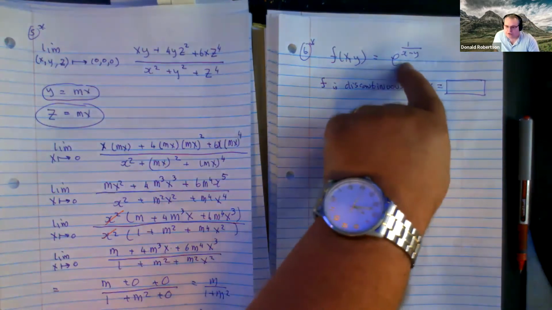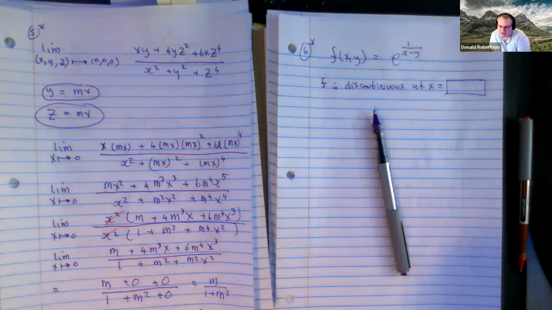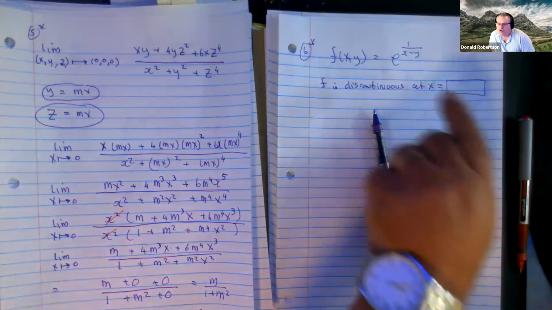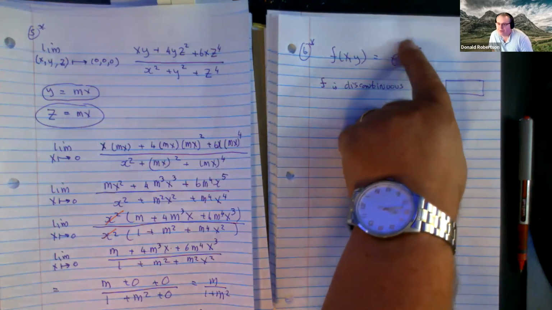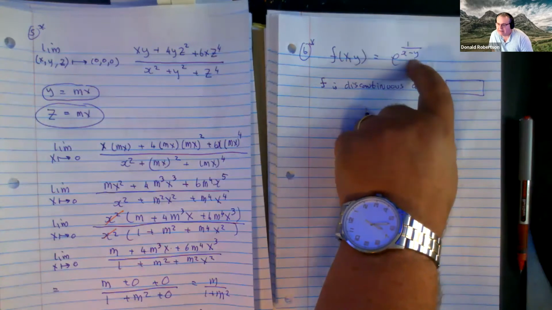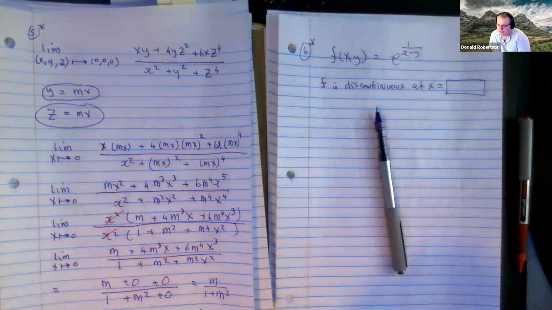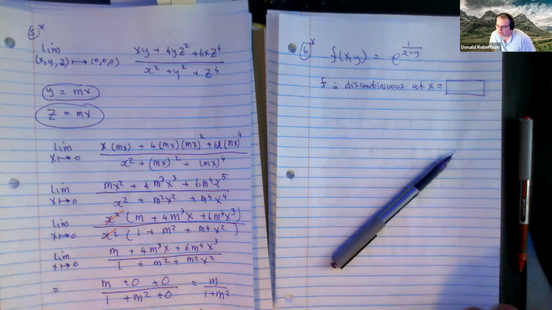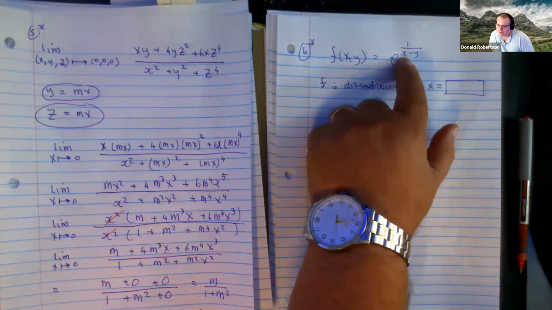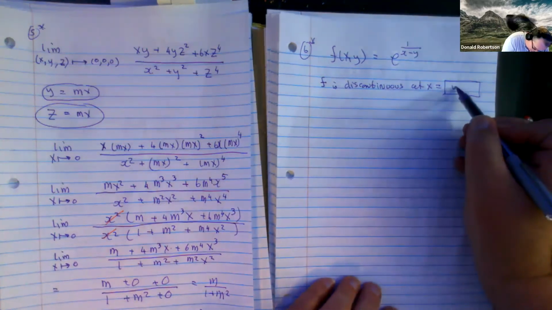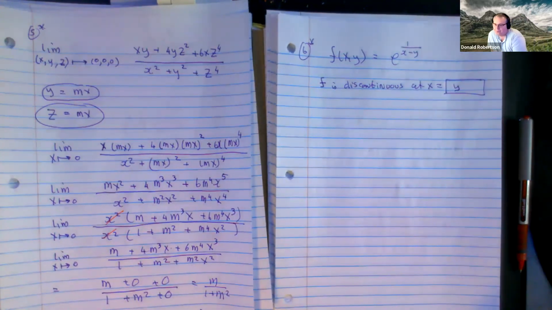When you look at this function, discontinuous is essentially values where the function doesn't have a calculatable value. Would you agree that when x is equal to y or y is equal to x, wouldn't this become 1 over 0? And e to the power of 1 over 0 is bad news. You agree with that? So when would this function have a problem? This function is going to have a problem when x is equal to y. Does that make sense?